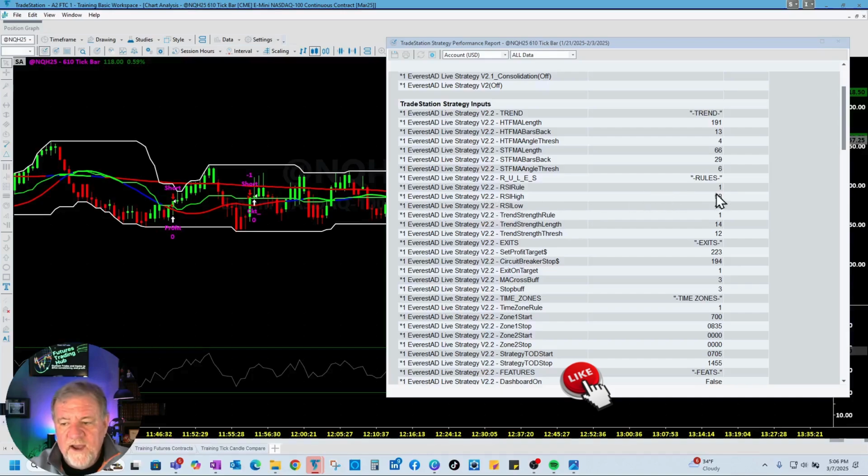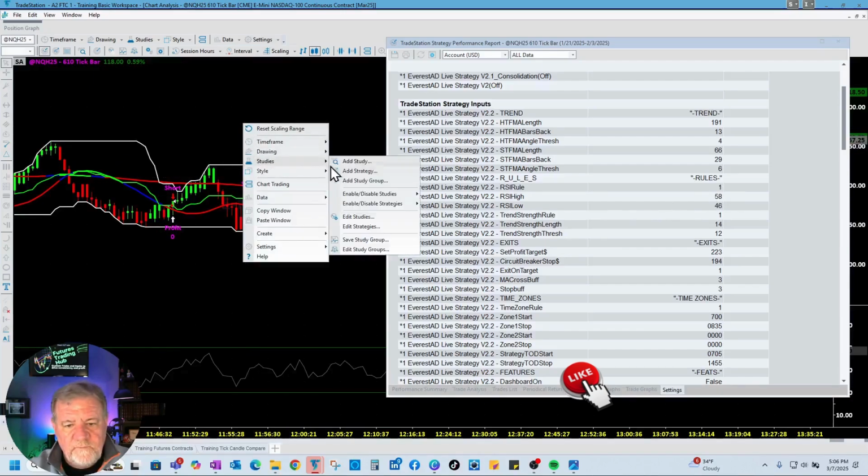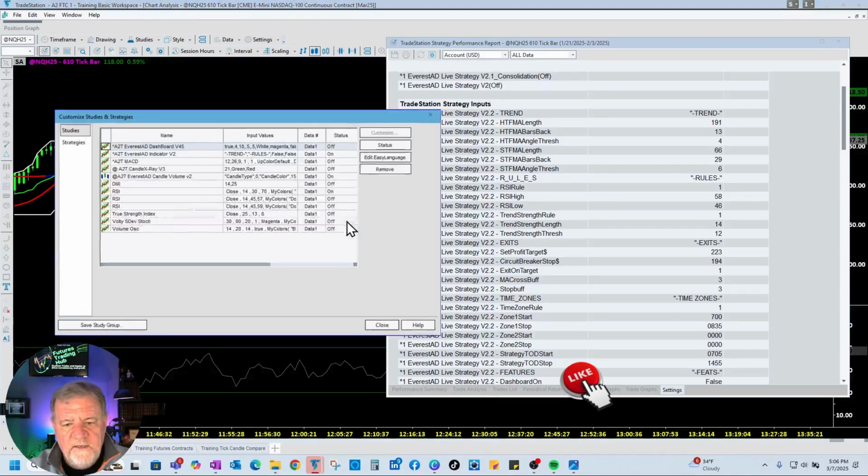Then there's an RSI high and an RSI low. If this is turned on, then I can optimize it. I'll show you how to do that. It's a little different. So I would edit my studies again.